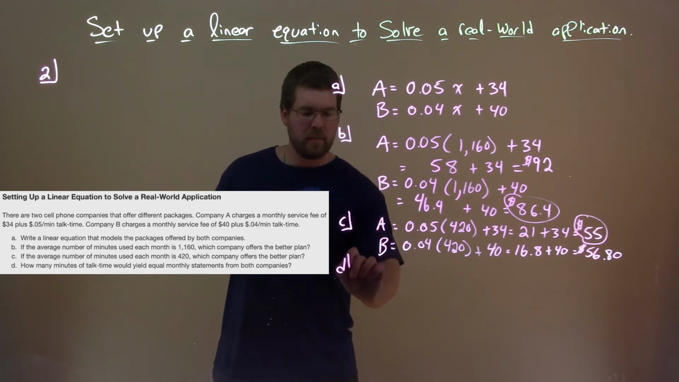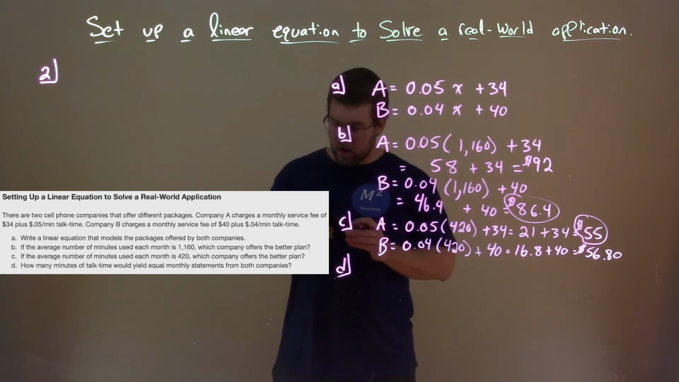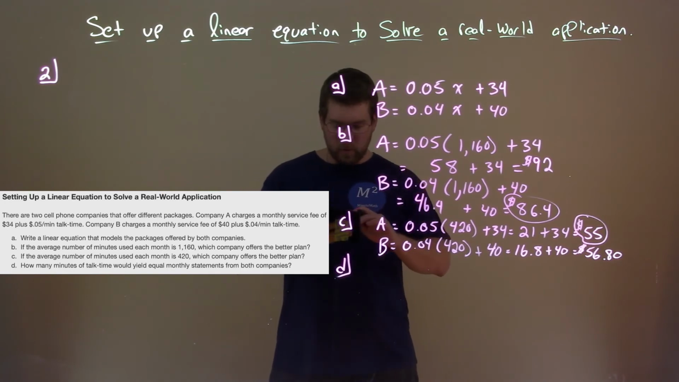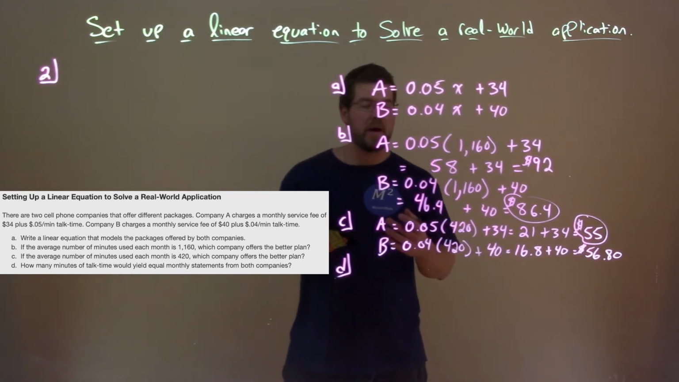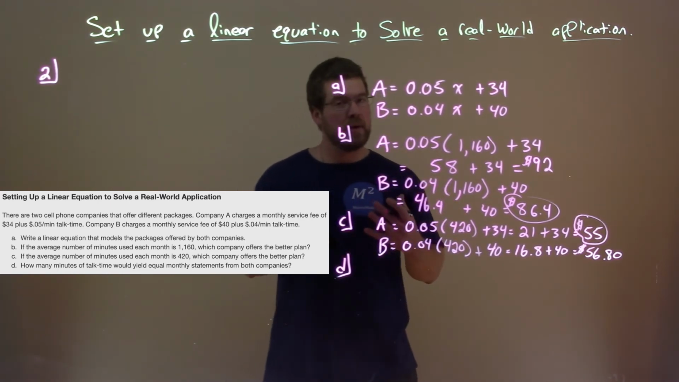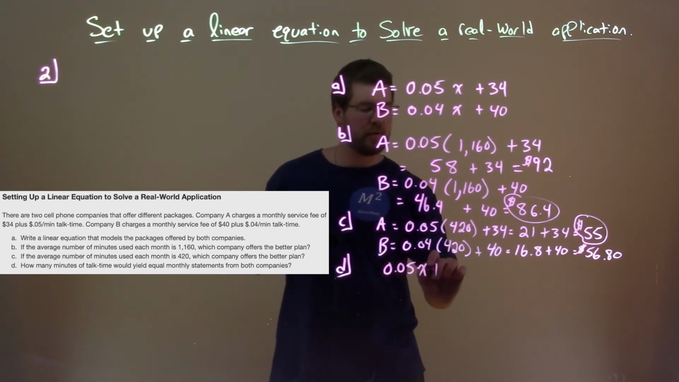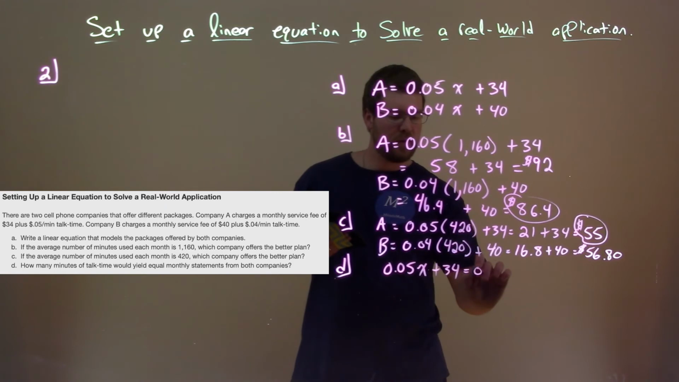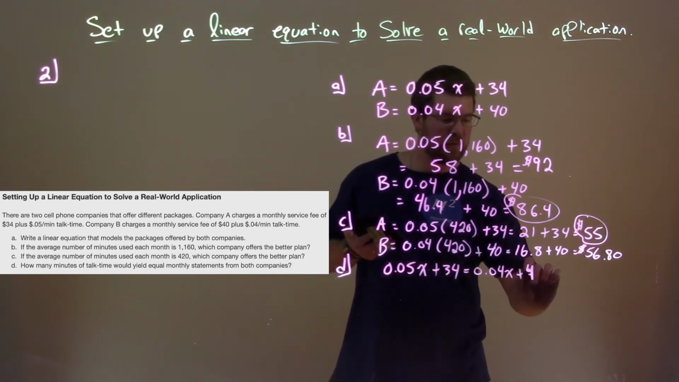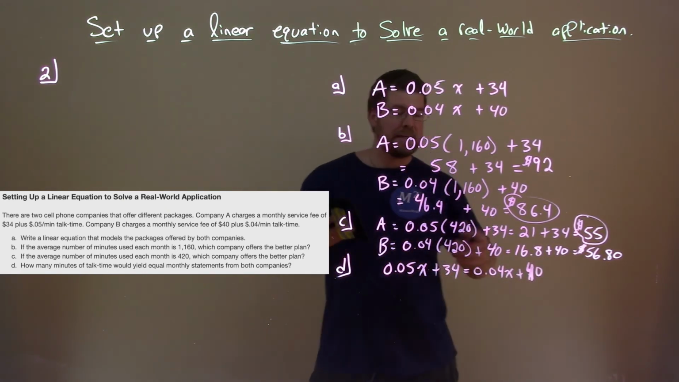So then part D asks us this question now. How many minutes of talk time would yield equal monthly statements from both companies? Okay, so we want to find when these companies are equal. Well, how do we do that? Or how many minutes make them equal? Well, that's when A and B are equal, right? Let's just set them equal to each other. 0.05x plus 34 equals 0.04x plus 40. I almost put 34 there, made a mistake. So we set them equal to each other, and let's simplify.